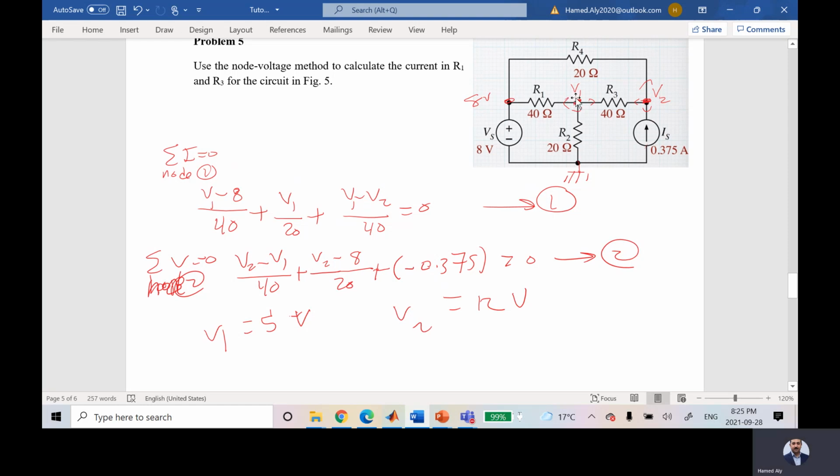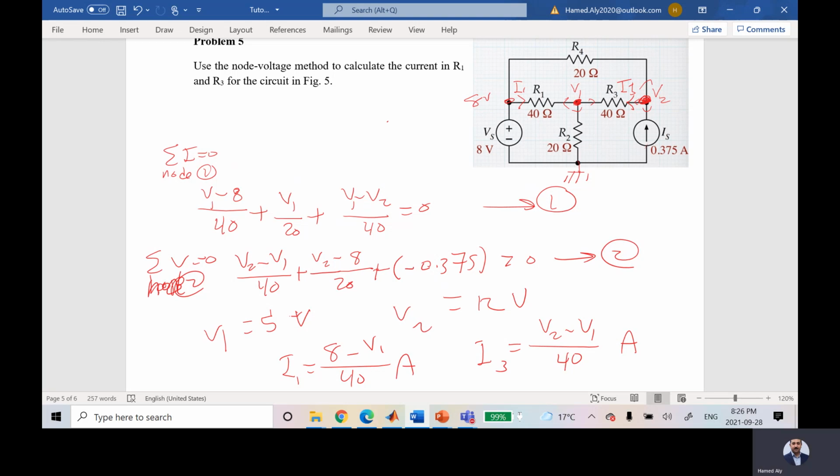This voltage is 5. It's 8 minus V1, which means this will be the direction for my current, this guy I1. So I can say I1 is equal to 8 minus V1 over 40. What about I3? If this guy is 12 and this guy is 5, this will be the direction of the current. Am I right? So this will be I3. I can say I3 is equal to V2 minus V1 over 40, amps and amps.